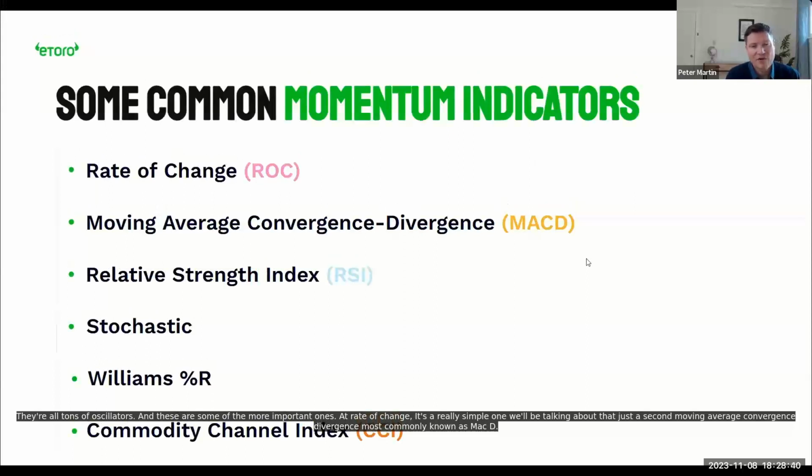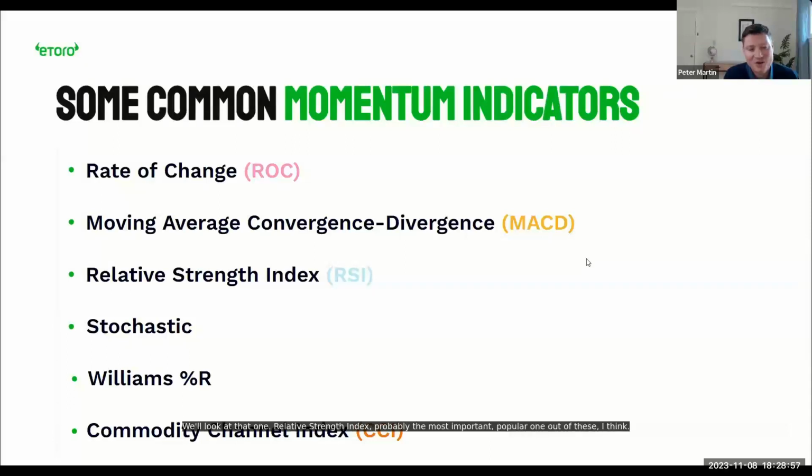Moving average convergence divergence, most commonly known as MACD. That's the most complicated one out of all of those, and that's the one we're going to spend the most time looking at, just because there's quite a lot going on in that one. It's a pretty comprehensive and involved indicator, so we'll look at that one. Relative strength index, probably the most important, popular one out of these, I think, and we'll also take a look at that. Stochastic, we mentioned.